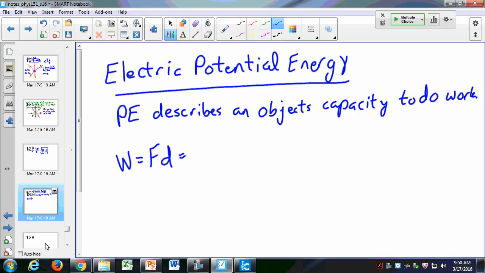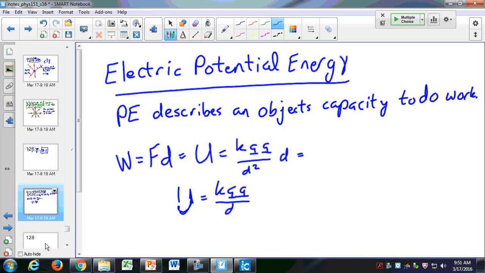Your book calls this U. So we're going to use U for potential energy. And it's equal to, our force is kQ over d squared. And since we have a d here, now our U, our potential energy, is going to be kQQ over d. Again, this is on your equation sheet.